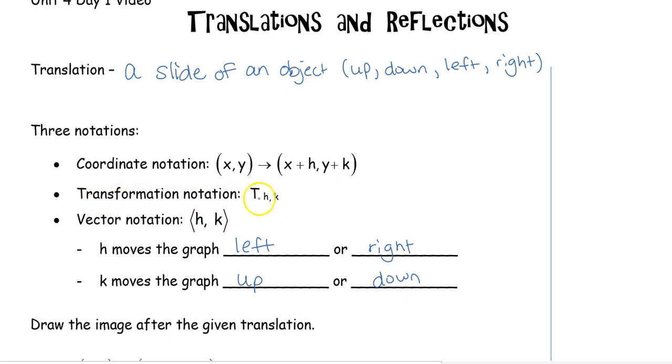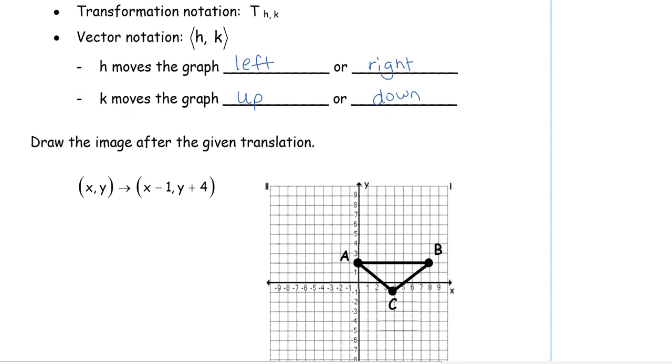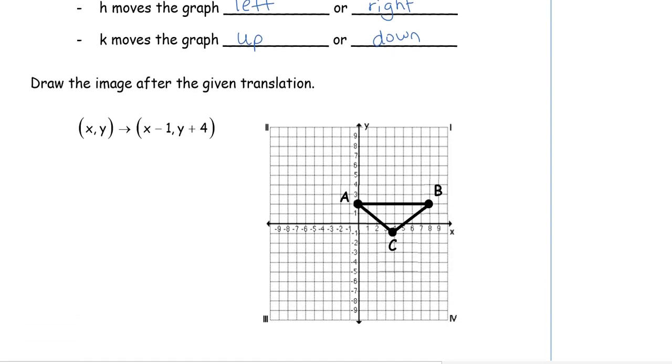The transformation notation is just the big T for transformation, and we've got it for translation, and we've got the h and we've got the k. The h, again, is going to move it left, right. The k is going to move it up, down. Vector notation, we have these vectors of the h comma the k. So three different ways that we can write that same translation.